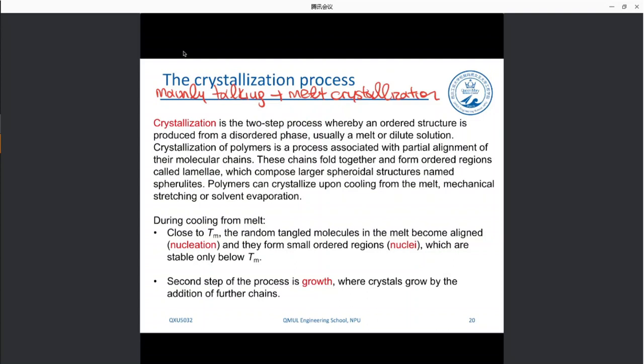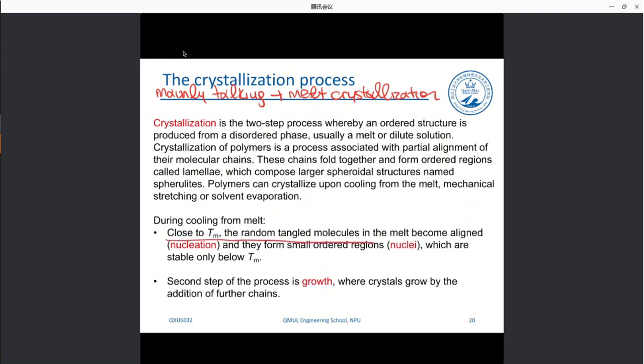And the same applies when we cool down a melt in order to create this crystalline region. So when the temperature of a polymer melt is reduced to the melting temperature, there is a tendency of the entangled molecules to become aligned, and form these ordered regions. The formation of these ordered regions starts happening around the melting temperature when we cool down from the melt. We have the melt, we cool down, and when we're passing through the melting temperature, the molecules start to become aligned. This process is called nucleation. And the ordered regions are very small in this case, and these are called nuclei.